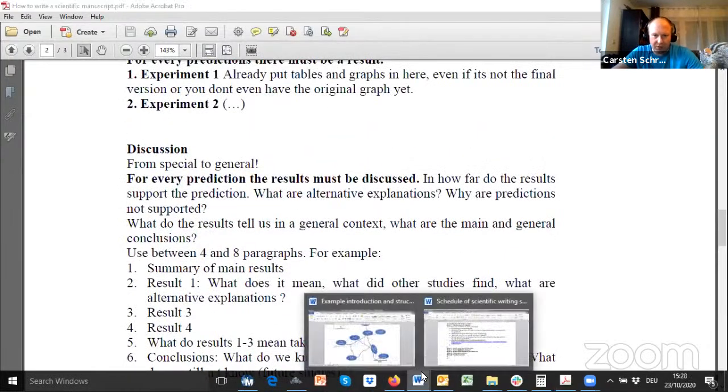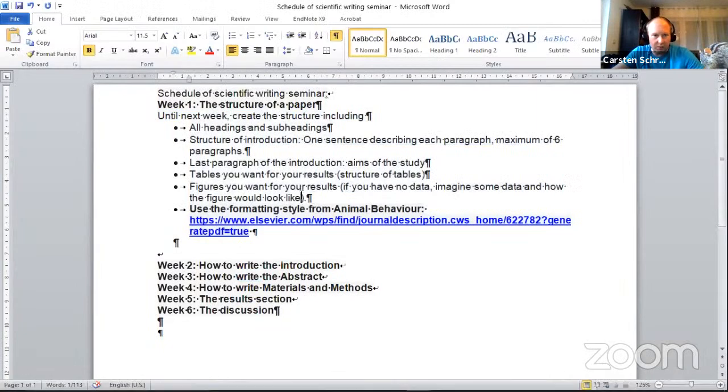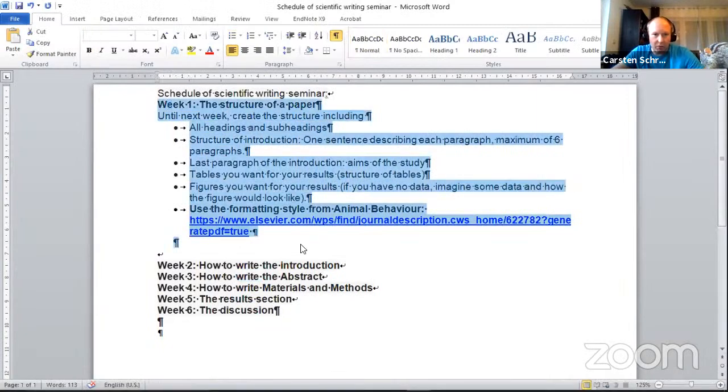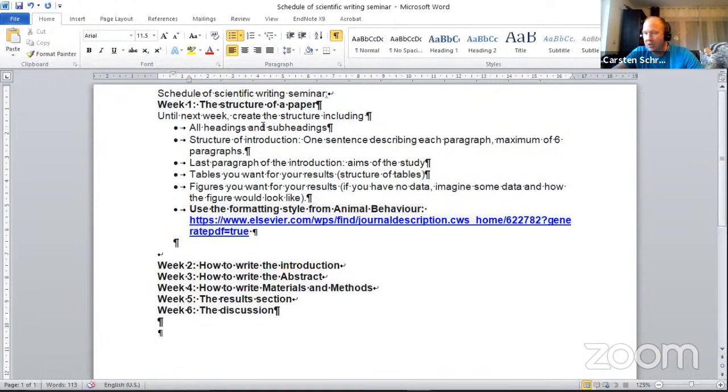So for next week, your homework would be that you should create a structure of your paper, including all headings and subheadings, so it's very clear. Also your name, a title, then the structure of the introduction, and here you should write for every paragraph one sentence on what it is about. So for Patrick and Dolly, the first paragraph will be about social systems. So just write biodiversity of social systems, and then you have to think about what is a good logical structure to get from this very general thing to the more specific thing of your study.